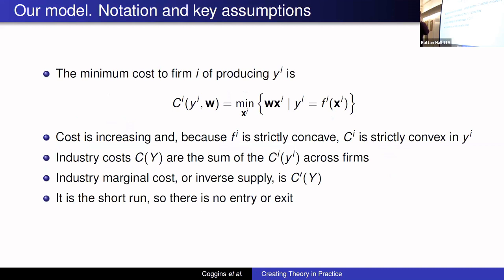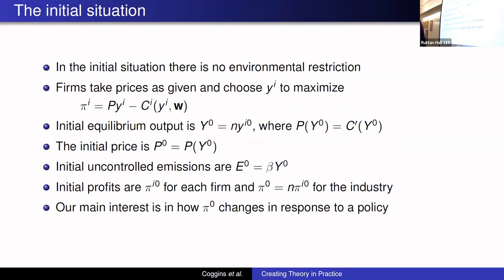Firms have a cost function. It minimizes the cost of an input vector to produce any given Y, and price vector, it's increasing, it's well-behaved. Costs are the horizontal sum of individual costs. There's no entry or exit. You're bound to get a reviewer who hates this. Whatever. In the long run, what did he say? We're all dead. There you go.